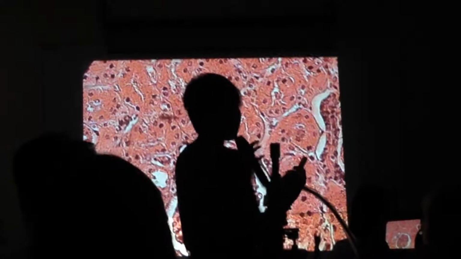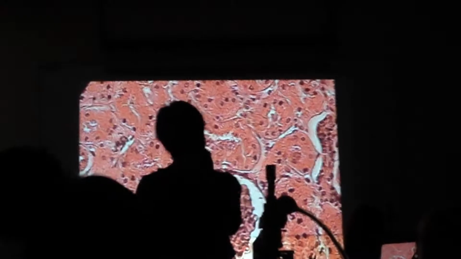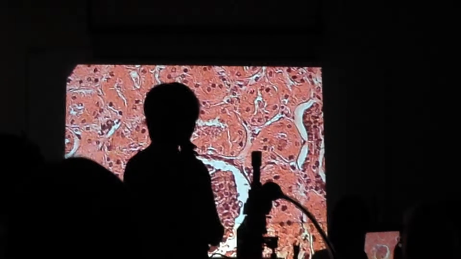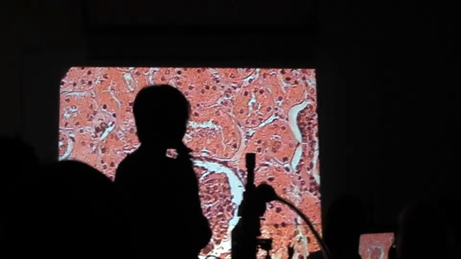So this is what type of change? Reversible or irreversible? Very good. So you see that the cells are still viable because they contain nuclei. But look at this area. Walang nuclei. And in some portions, you actually have necrosis going on.